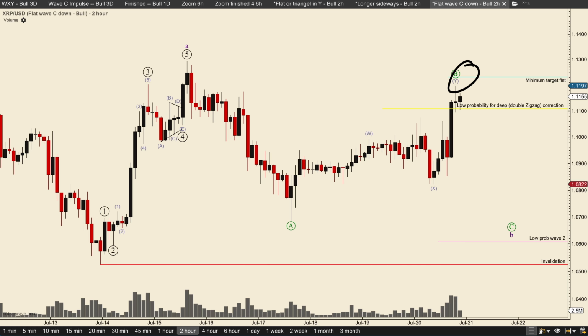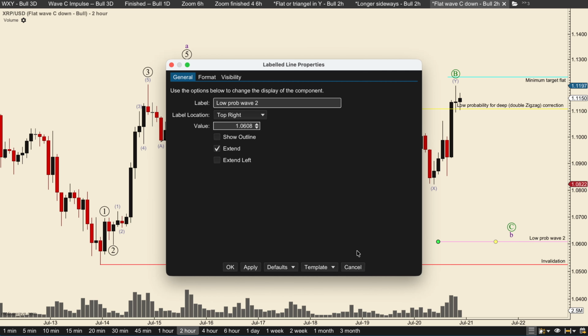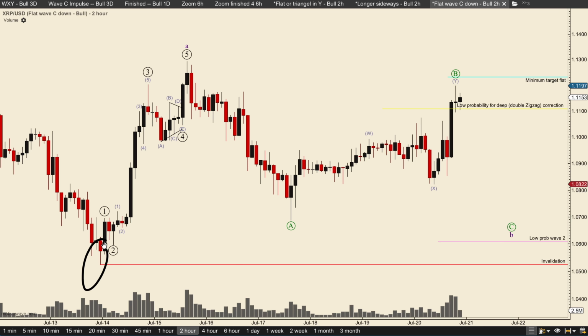If we hit this, then you can expect 1, 2, 3, 4, 5, a wave C, an impulse down. So you don't get surprised by having like an impulse in a wave C and thinking like, okay, so we hit the top here and this is wave 1, but no, this is then a higher probability for a wave C, and then we move up. So exactly the same as the other scenarios, low probability wave 2 target here, as I have showed you twice already, 1.0608, and the invalidation is the same here.